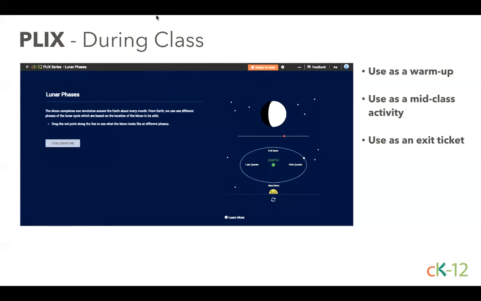questions occur. It also can be used as a mid-class activity where if you've introduced the idea and now you want to give them a chance to expand their knowledge. Finally, of course, you can use it as an exit ticket as a way of them kind of cementing their knowledge before they leave their classroom. Of all these teaching strategies today, this is the one that I really want you to think about implementing in your class if it's appropriate for what you teach. But the PLIX, I think, are super powerful and are really a great way to use CK-12 to promote deeper learning in your classroom.